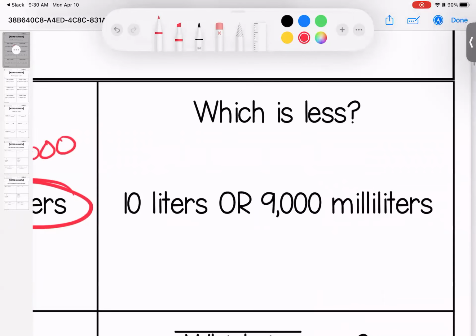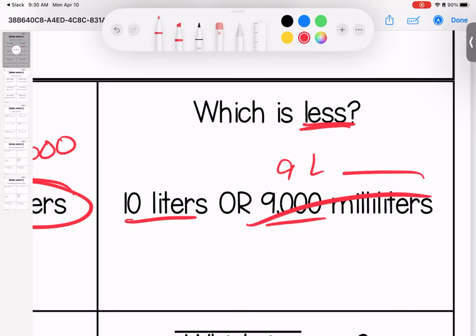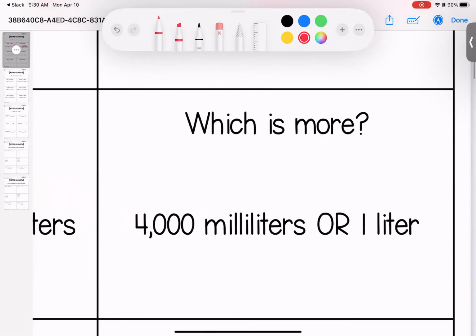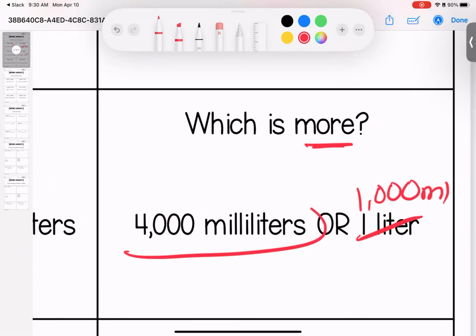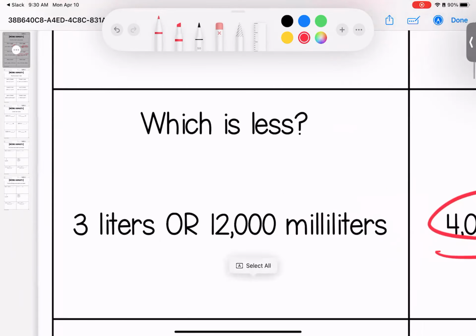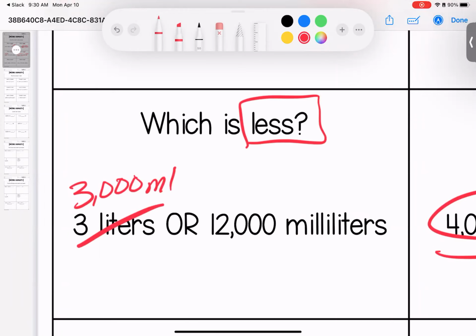Over here, looking at which one is less, 10 liters or 9,000 milliliters. Remember, if I wanted to make these the same, I could say that this is the same as 9 liters, or dividing by 1,000. Which one is less? This one is less. Which one is more? 1 liter, which would be 1,000 milliliters, or 4,000. 4,000 is more. Which is less? 3,000 ml. Remember, just multiplying by 1,000, or 12,000.